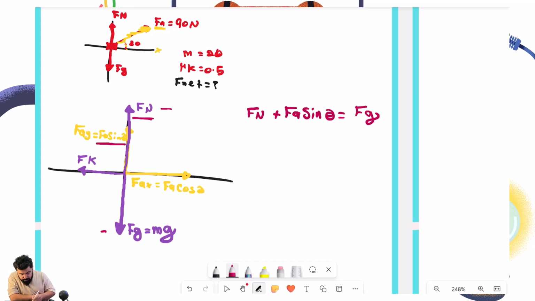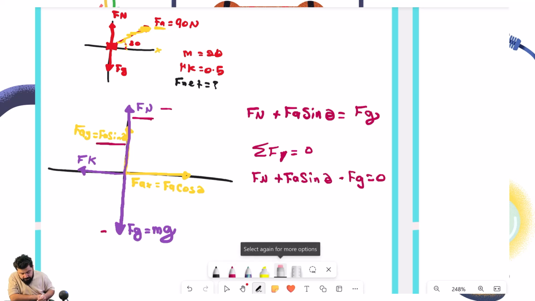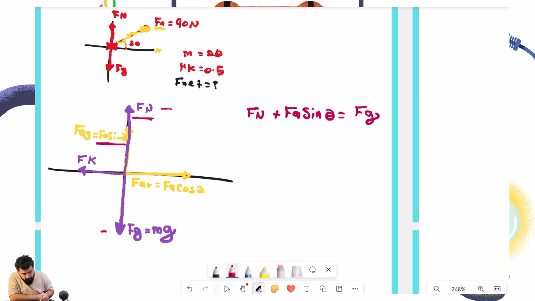Now you can also do something else, by the way. Your teacher might have done it like this. You can say the sum of all the forces on the y-axis is equal to 0. Doesn't matter. What do we have on the y-axis? We have Fn plus Fa sine theta, and Fg, which is down, so I'm going to make it negative, so this is equal to 0. What I do is exactly the same thing, but I make it shorter. Just write them on different sides, this one on positive, this one on negative, but don't add any signs.